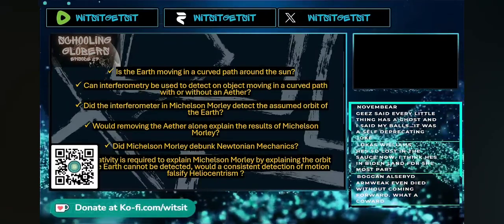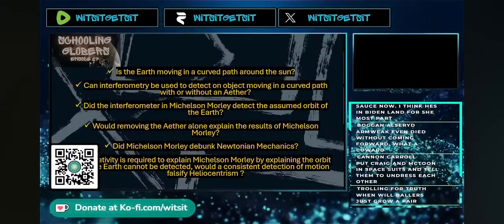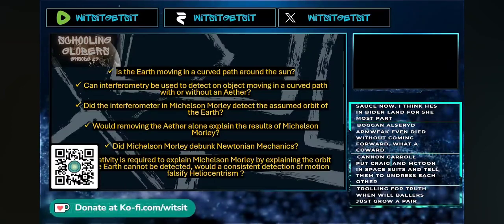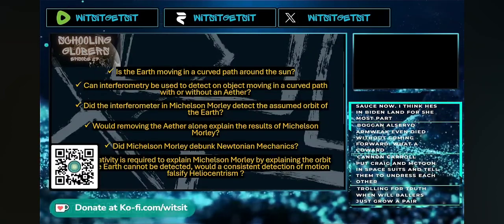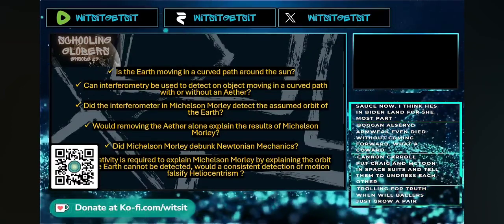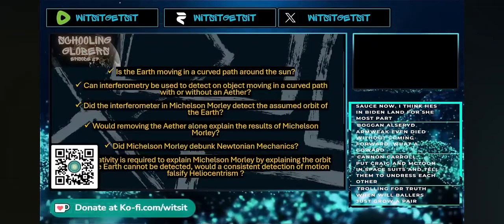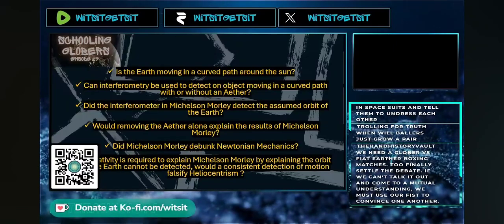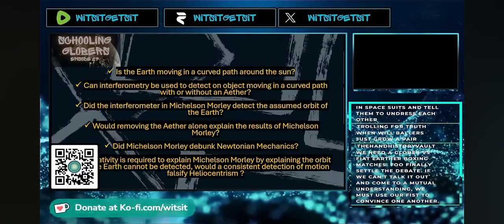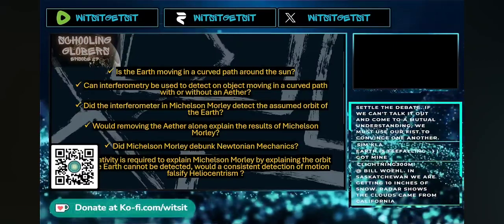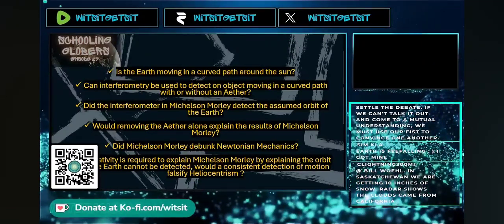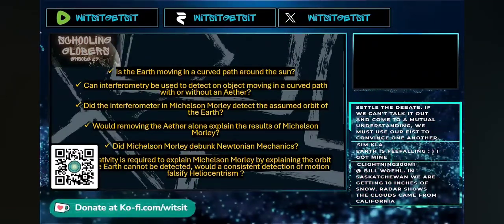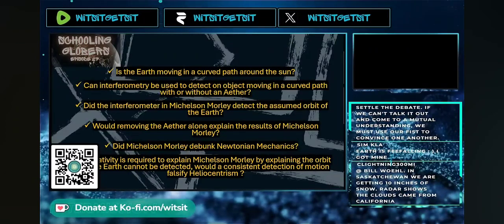And so then the last question here, knowing that Einstein had to replace Newton for this to be explained, is: if relativity is required to explain Michelson-Morley by explaining that the orbit of the Earth cannot be detected, would a consistent detection of motion falsify heliocentrism? I would say no.